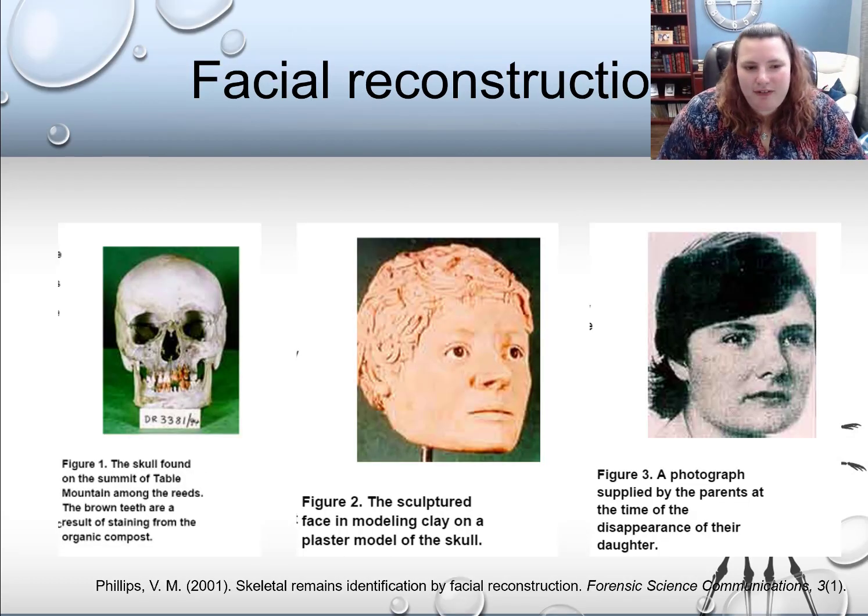Now I want to focus on facial reconstruction for a little bit because it's a personal interest. I was really interested in this topic when I was in graduate school, and I got the opportunity to take a facial reconstruction course from a reconstruction artist at the National Center of Missing and Exploited Children, Joe Mullins.